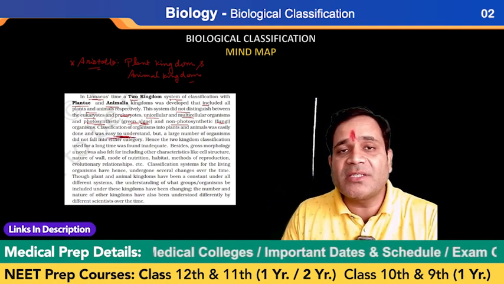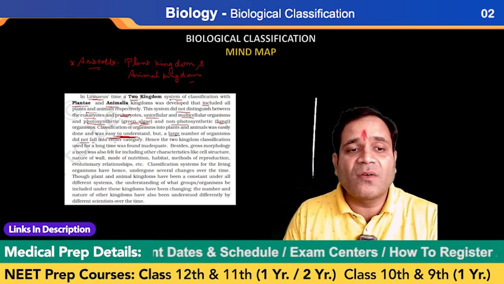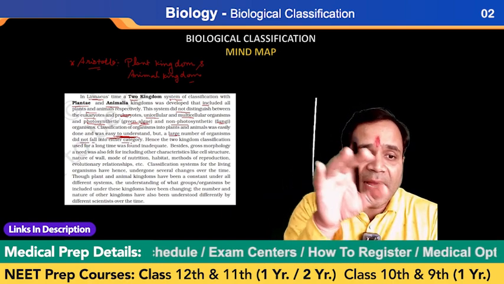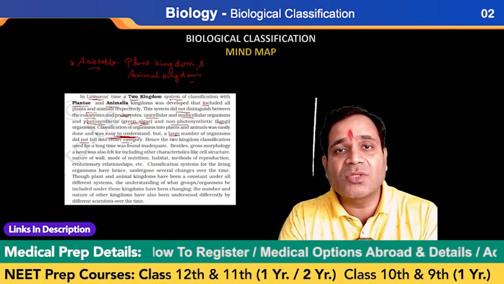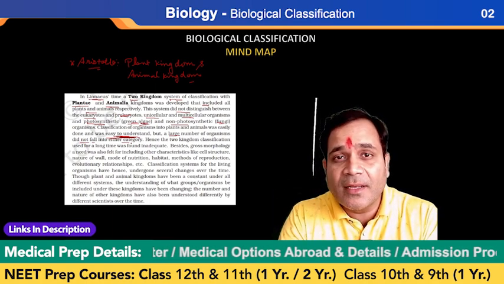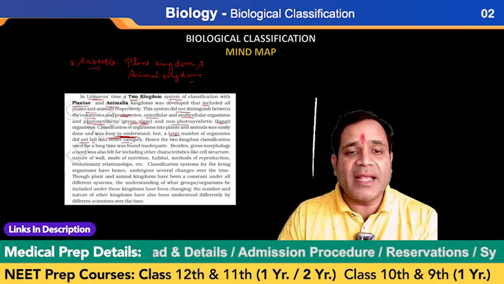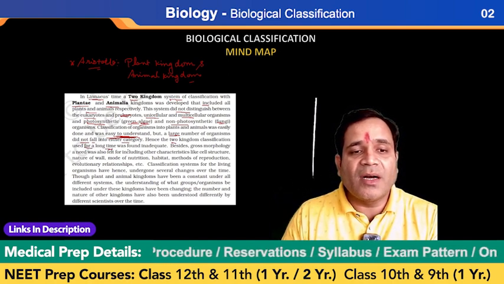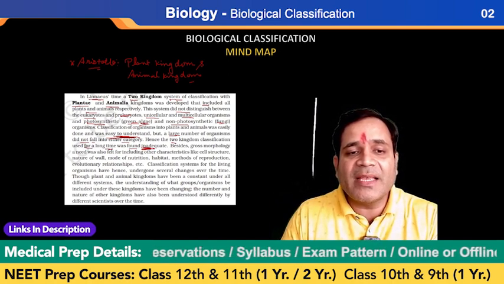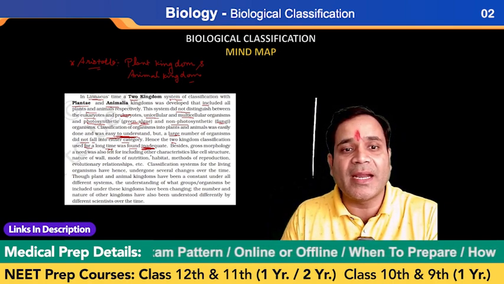See what the NCERT line is saying here: a large number of organisms did not fall into either of these categories. Whenever we study bacteria, where do we put them? So this is not sufficient for classification. Hence, this two kingdom classification, used for a long time, was found inadequate, because it is not sufficient.